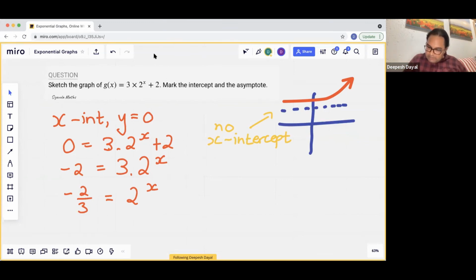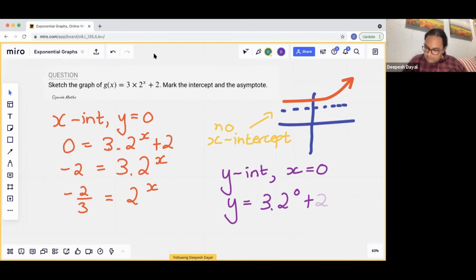So y-intercept, we say x equal to 0. So it will be y equals 3 times 2 to the power 0 plus 2. So y will equal to what? You can tell me what will the y be? Yes, y will equal 5. So y equals 5.